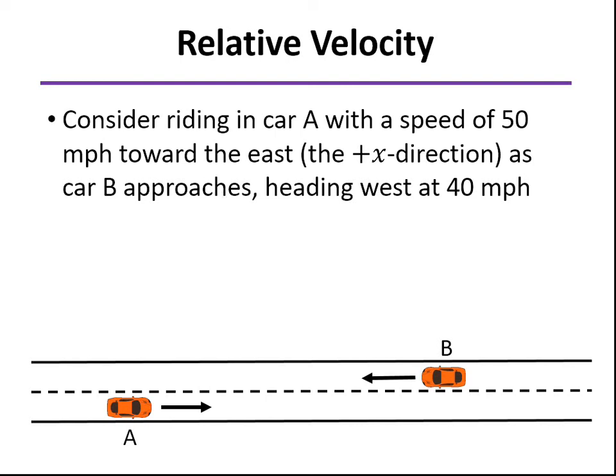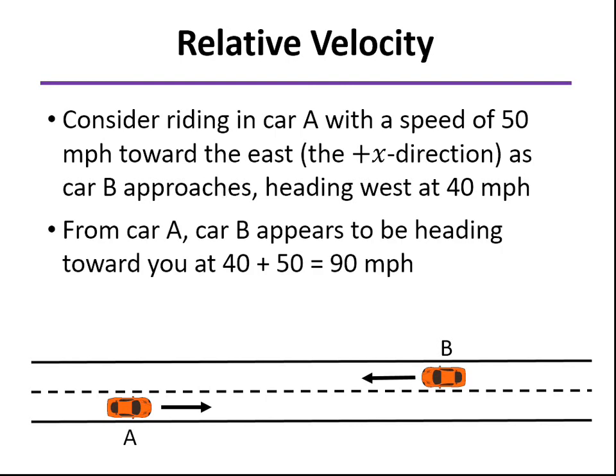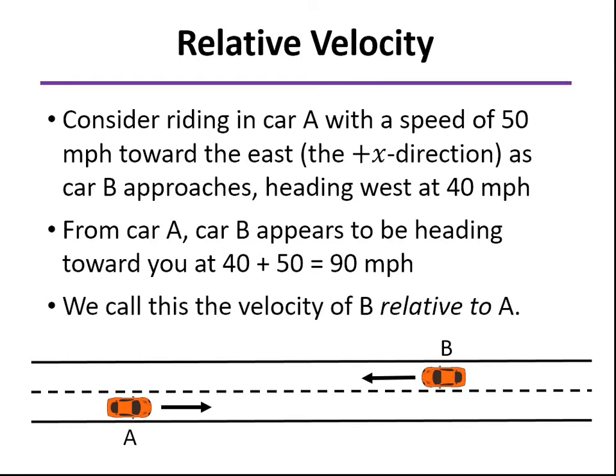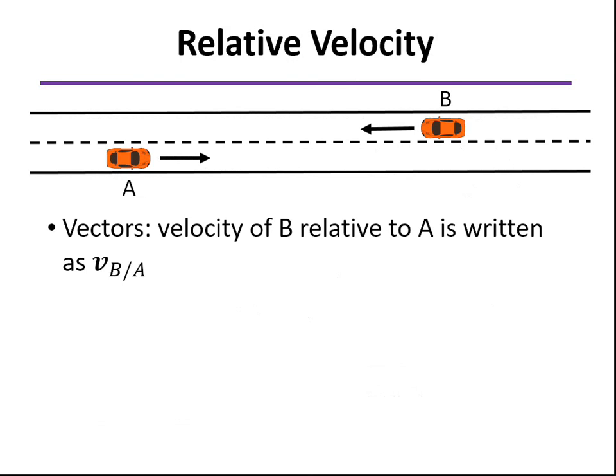miles per hour. Well, if you look out the windshield of car A toward car B, it appears to be heading towards you at 90 miles per hour. We call that apparent velocity, the velocity of B relative to A. We can write that as a vector by saying velocity of B relative to A, with the subscript B slash A, B relative to A. And so our equation, velocity of B relative to A, is the velocity of B minus the velocity of A.